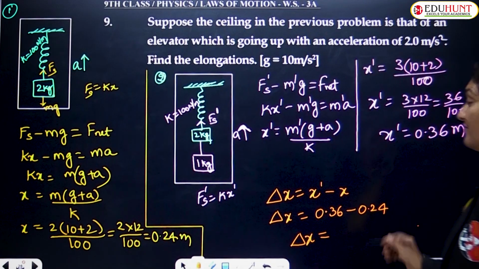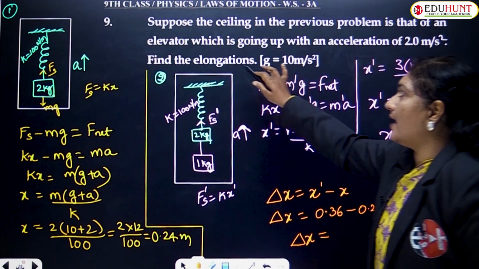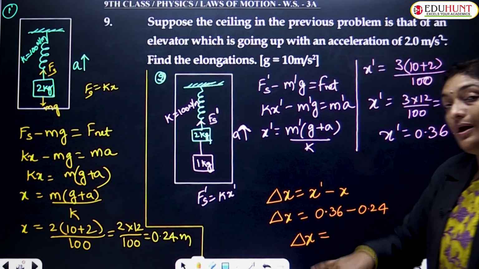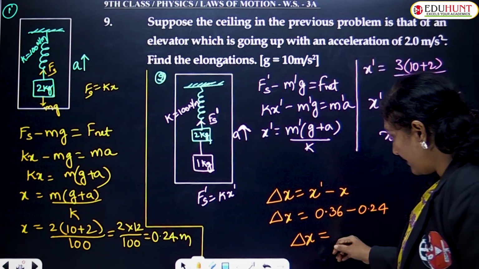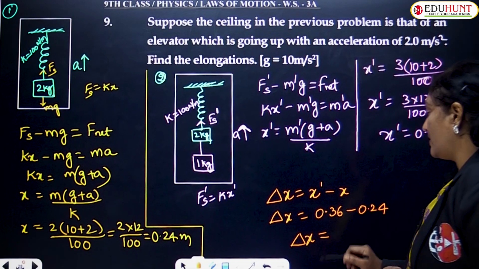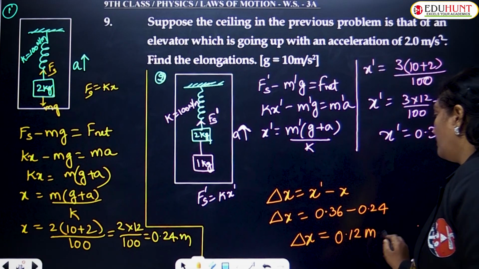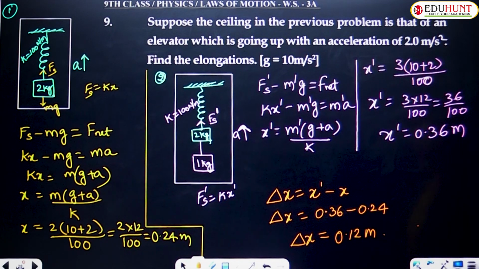Okay, the difference in the elongation. They are only asking us to find the elongations individually, this elongation and this elongation. I am also trying to find out the difference in the elongations. What is the difference in the elongations? It was found as 0.12 meter. This is an additional part which we have calculated.